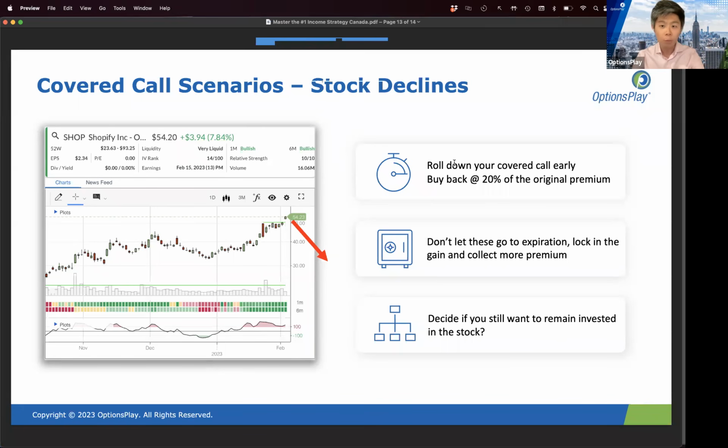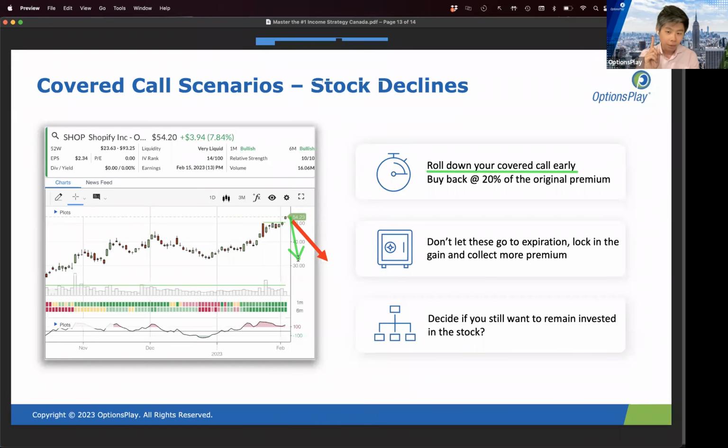So from a covered call perspective, roll down your covered call early. This is the only time when you can take action immediately. Let's say you sell a covered call and 2 days later, the stock drops significantly. You might be able to buy back that call 2 days later at pretty much full maximum profits and sell a new covered call. This way, you're generating more income immediately rather than holding to expiration to make very little profit that's left anyway. So you want to lock in your profits and potentially sell new covered calls.